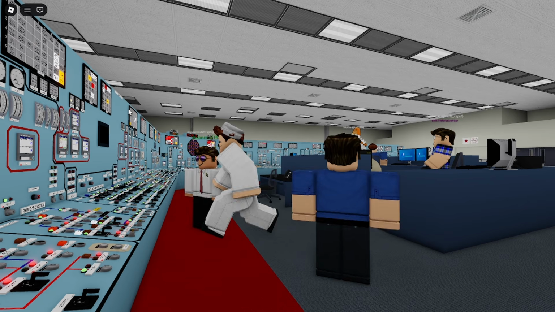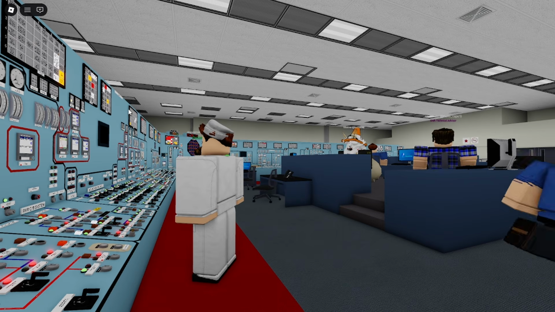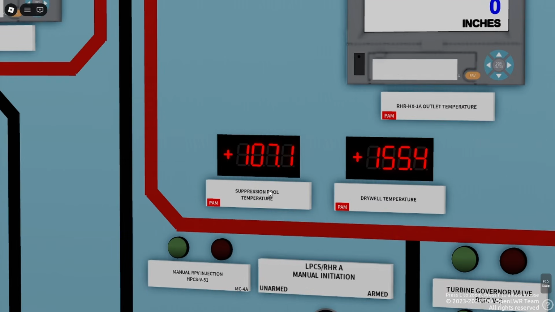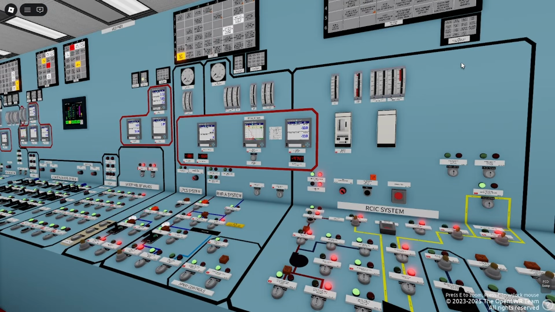CRS. Yes. That is suppression pool temperature 105 degrees up slow. Understand that's a suppression pool temperature of 105 up slow. That is correct.